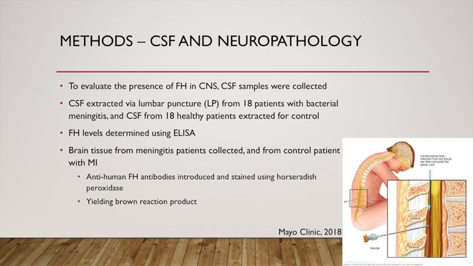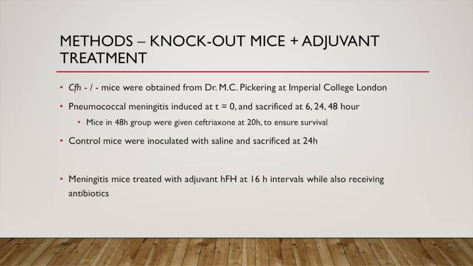And in order to stain it, they took anti-human factor H antibodies, introduced them to the sample, and stained them using the horseradish peroxidase, which would yield a brown reaction product. And we'll see what that looks like later in the results section.